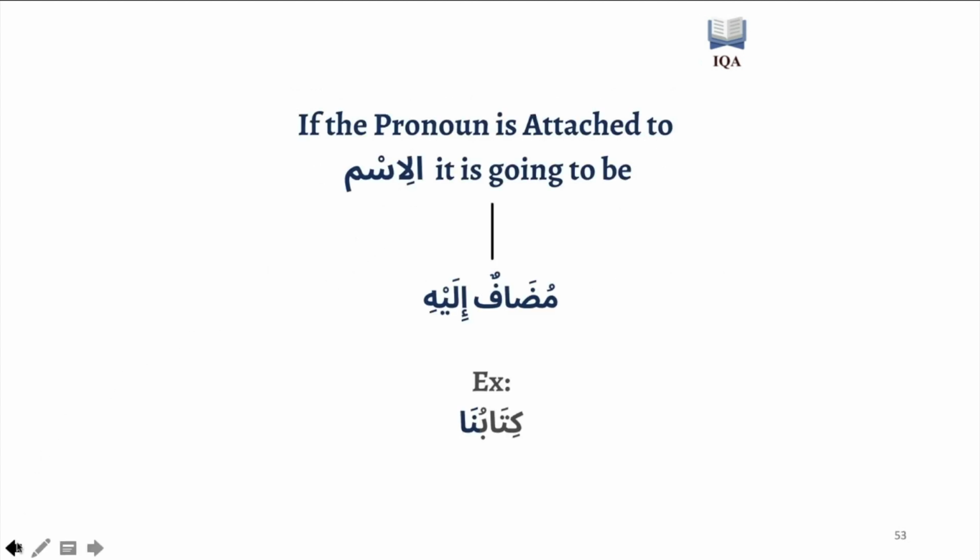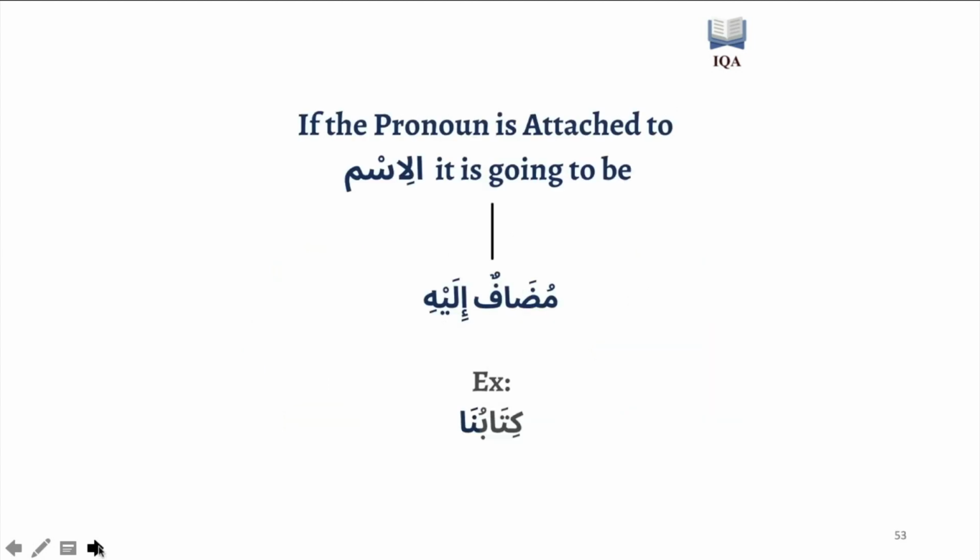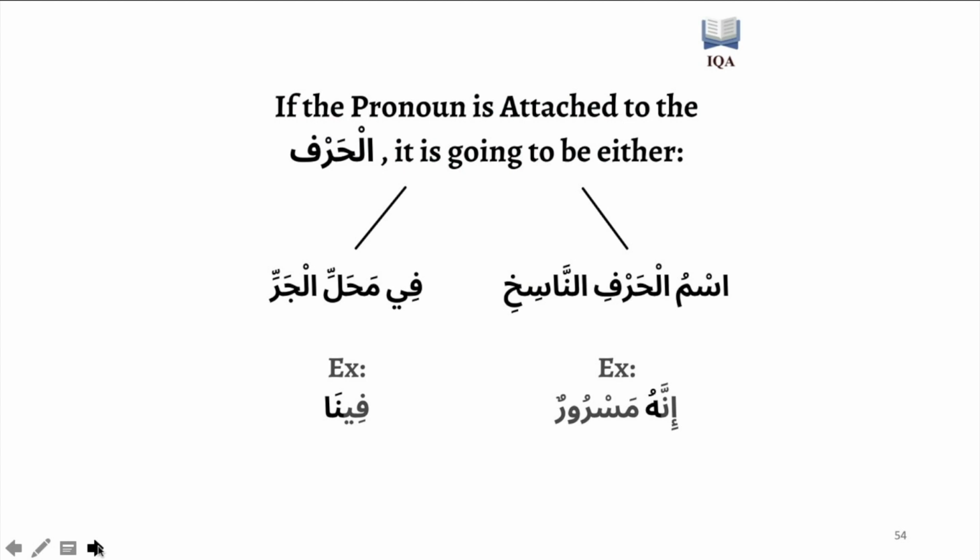So to recap briefly, pronouns can be attached to any of the three different parts of speech. It can be attached to an ism. When it's attached to an ism, it always comes as mudaf ilayh. And when it gets attached to a harf, it always comes, in a general sense for us right now, fi mahalli jar, attached to a harf jar. Now, what do these pronouns look like when they get attached to an ism? And what do they look like when they get attached to a harf?